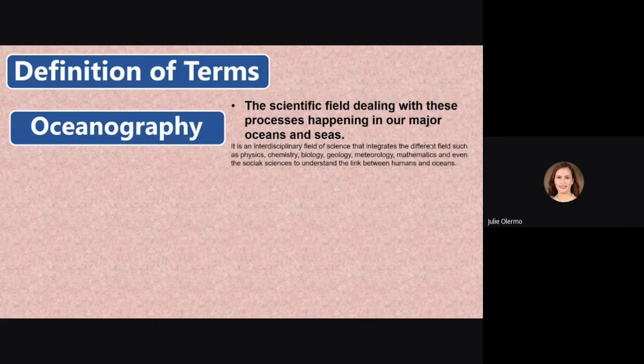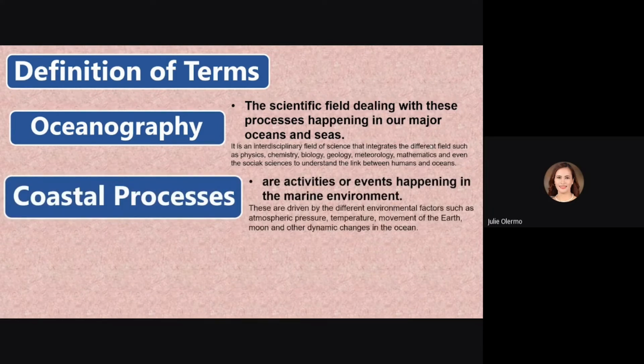For objective number 2, let us study the following terms. The terms used in the previous topic are all marine and coastal processes. The scientific field dealing with these processes happening in our major oceans and seas is called oceanography. The coastal processes are activities or events happening in the marine environment. Coastal area refers to the land and the sea areas bordering the shoreline. It comprises the natural boundary between the land and the ocean.